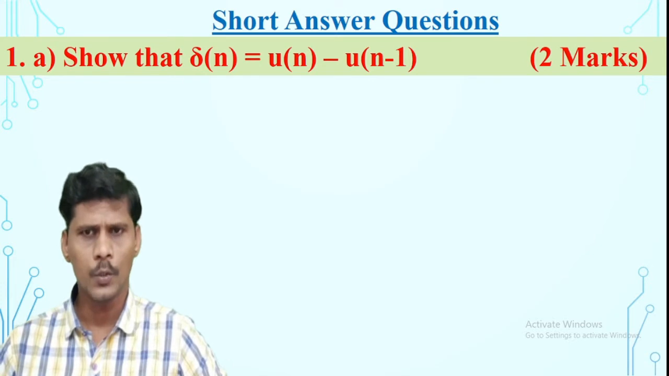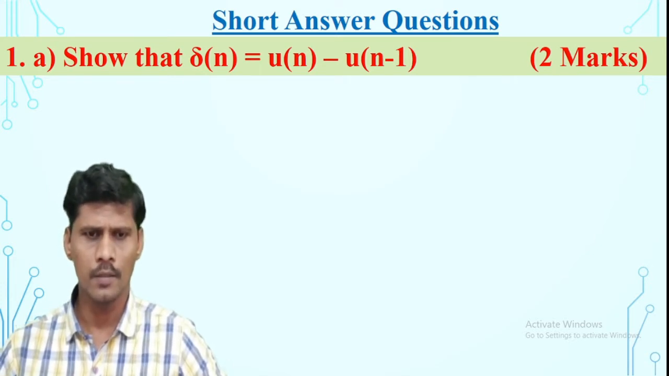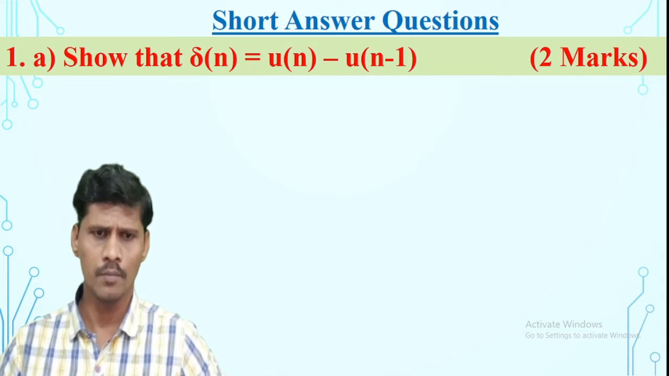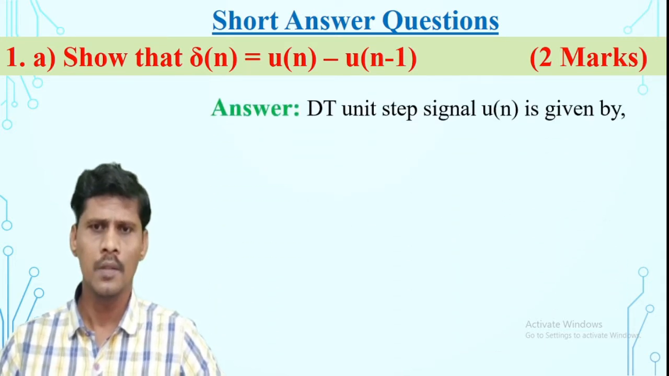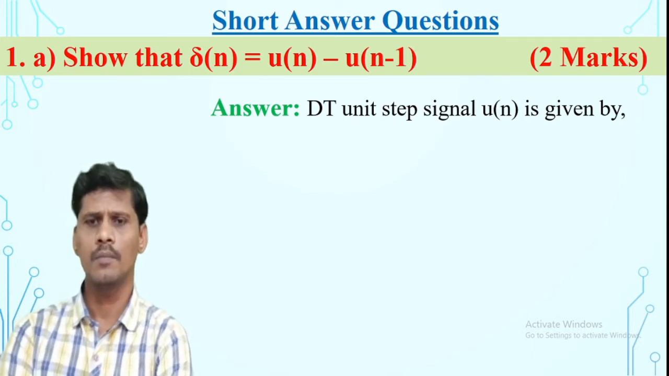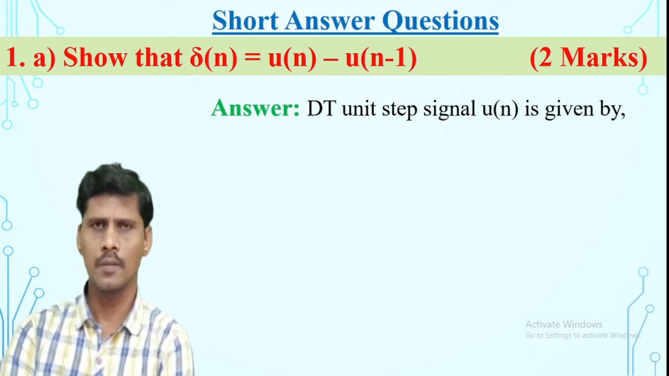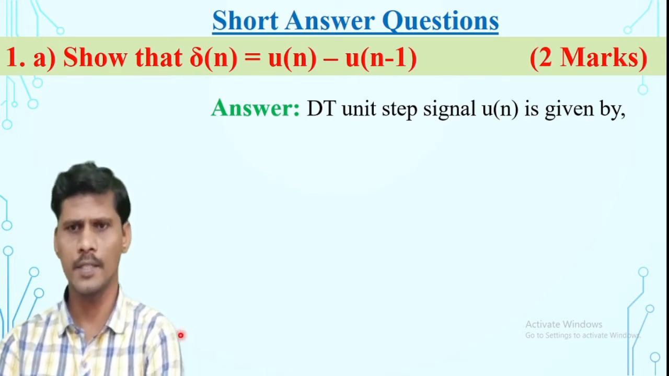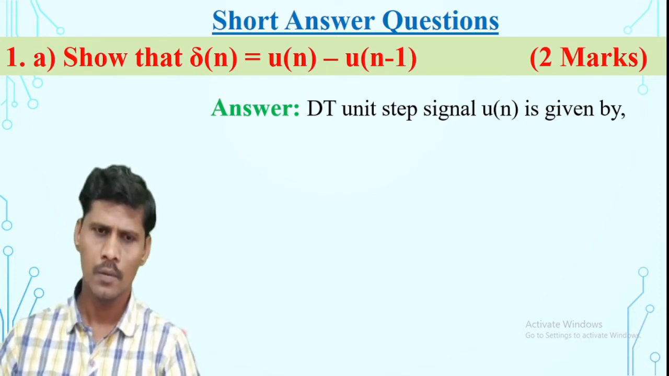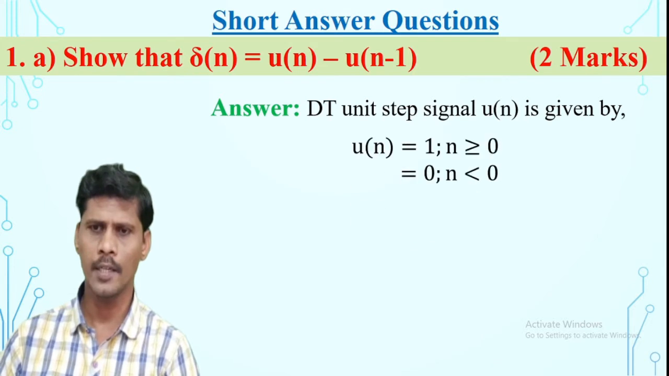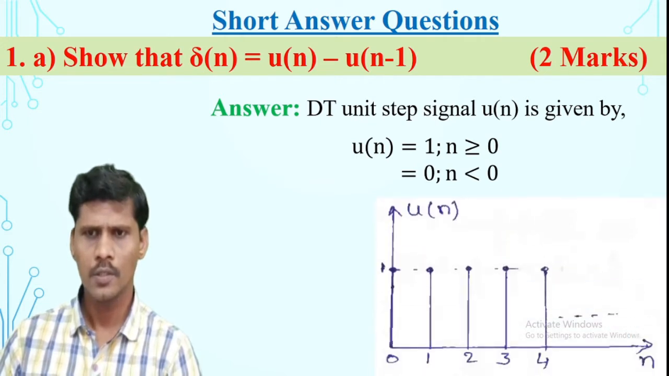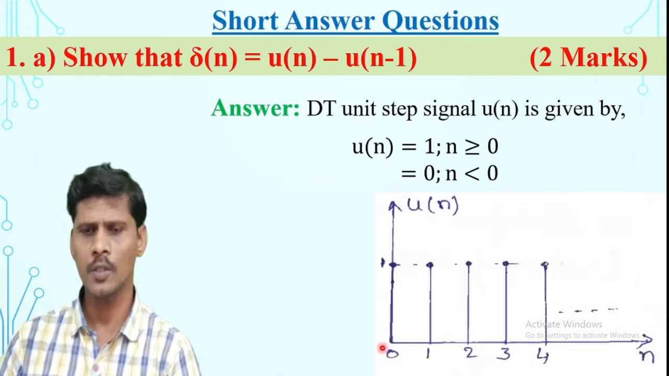In April 2018, the short answer questions are: question number 1A is, show that del of n is equal to u of n minus u of n minus 1. So we know that the discrete time unit step signal or unit step sequence is defined as u of n is equal to 1 for n greater than or equal to 0, and u of n is equal to 0 for n less than 0. N greater than or equal to 0 means n is equal to 0 to infinity.